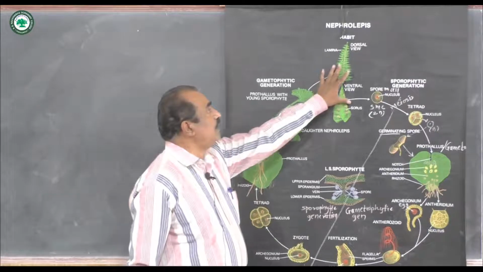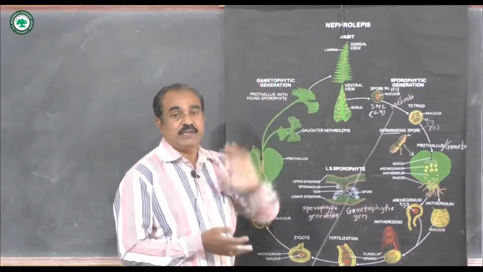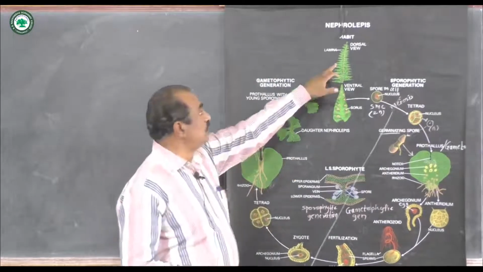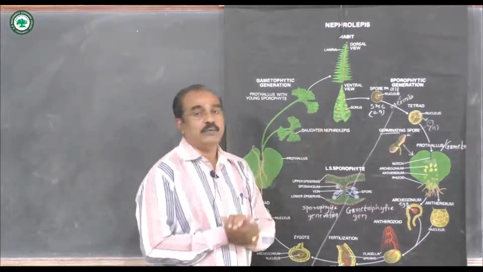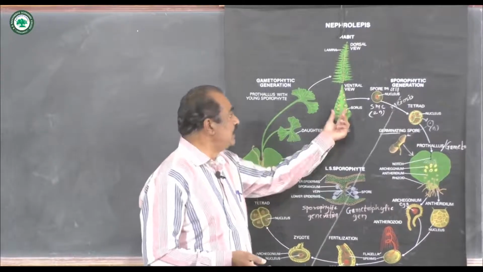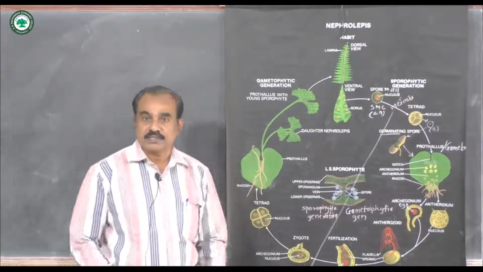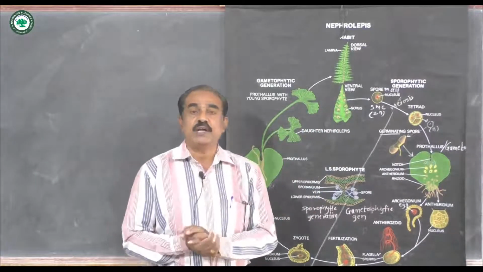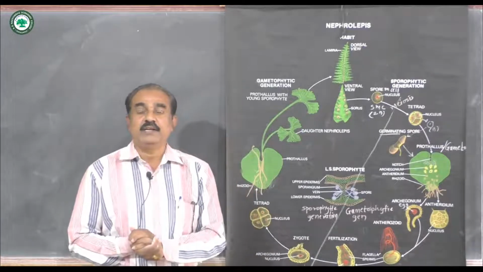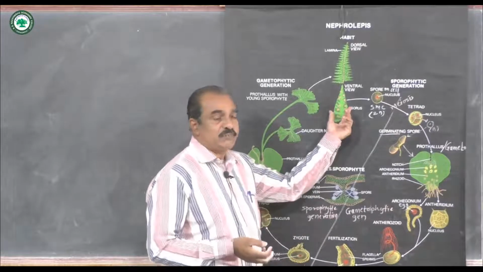Now this is the habit of the Nephrolepis plant. So this is the leaf, and on this leaf there are the leaflets. This is the dorsal view of the leaf, and here this is the ventral view of the leaf. On this ventral view, that means from the lower side, there are the reproductive structures, and they are called the sorus or sori. In these sori there are the sporangia, and in the sporangia there are the spores.